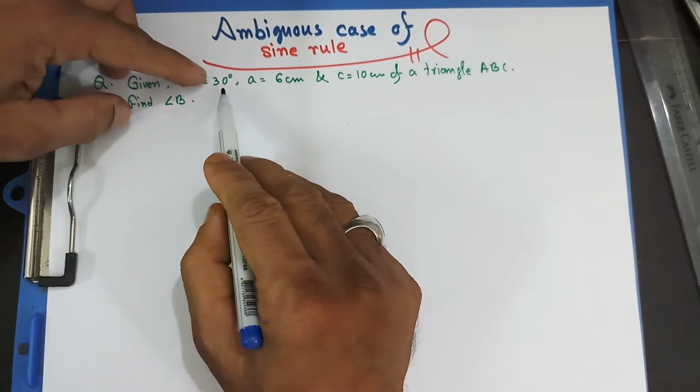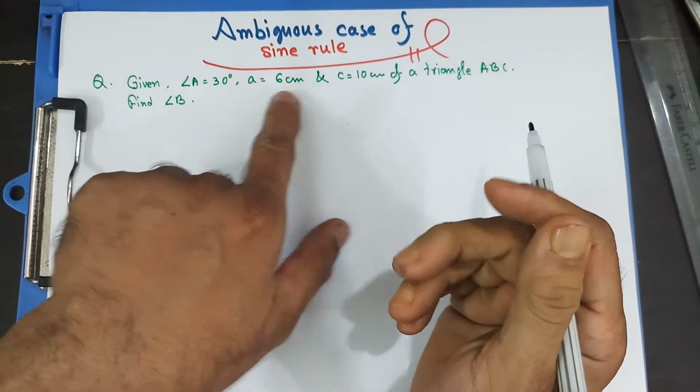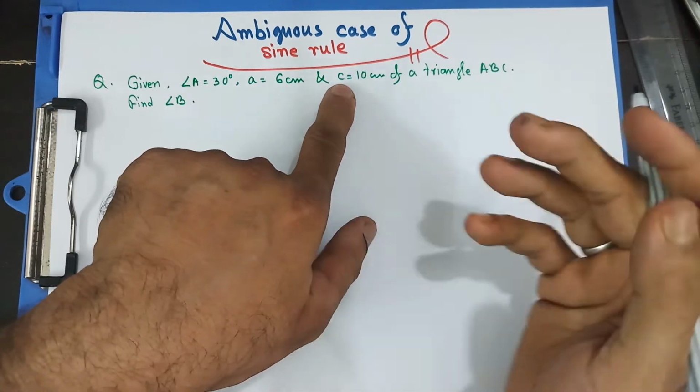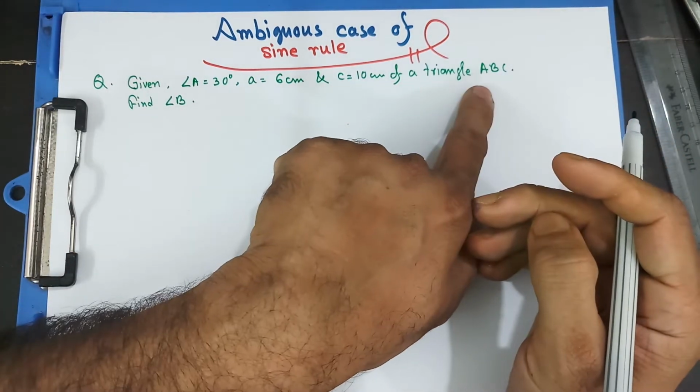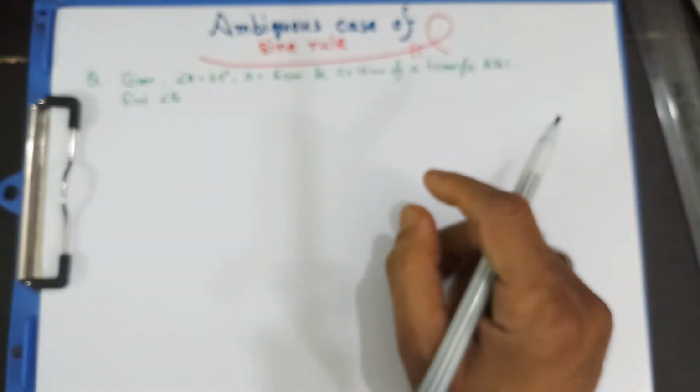The question I have: given that angle A equals 30 degrees, opposite of angle A is side a, 6 centimeters, and another side is given, 10 centimeters, of a triangle ABC. Find angle B. Now, let's see when we can use the sine rule.